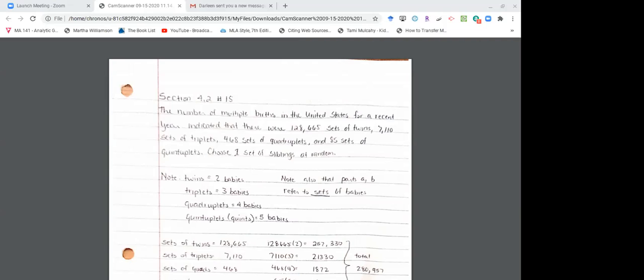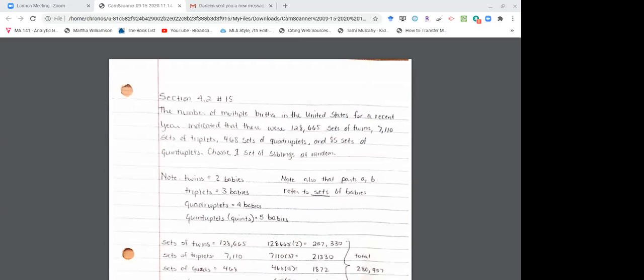Now, before we get to the actual questions, I want to break this down a little bit for you because sometimes this terminology gets a little bit hard. So twins, that's 2 babies born at once. Triplets is 3 babies born at once. Quadruplets is 4 babies born at once. Quintuplets are 5 babies born at once. And this word sets, sets of twins, sets of triplets, sets of quadruplets, and sets of quintuplets, is going to matter a lot to you.